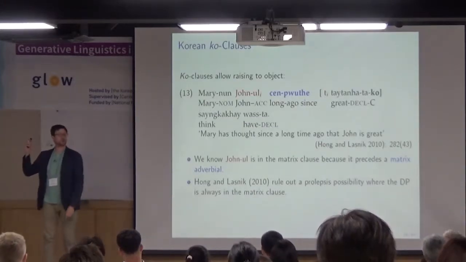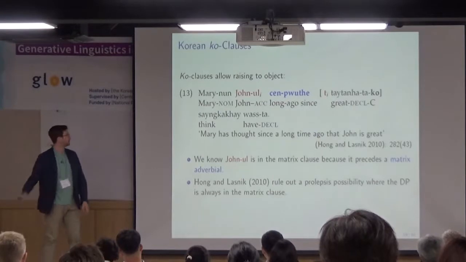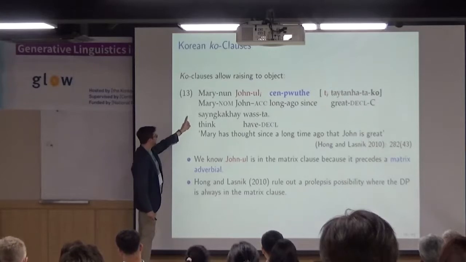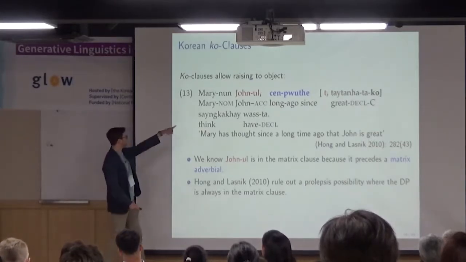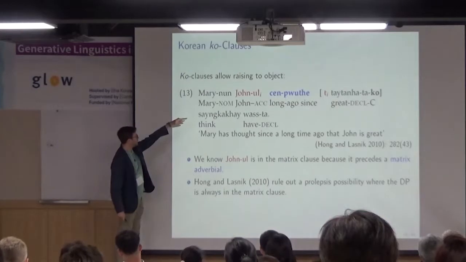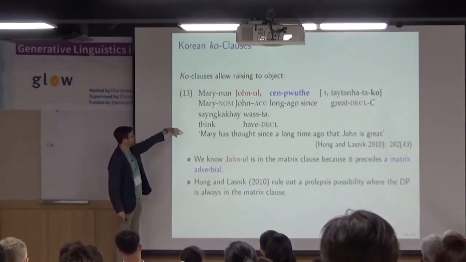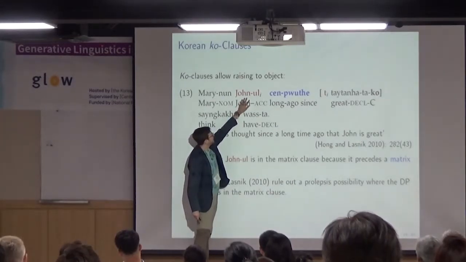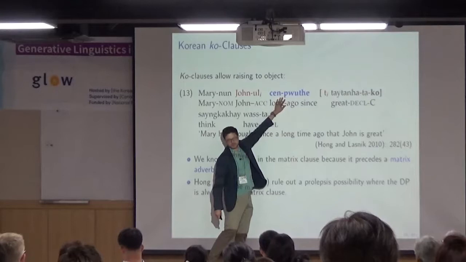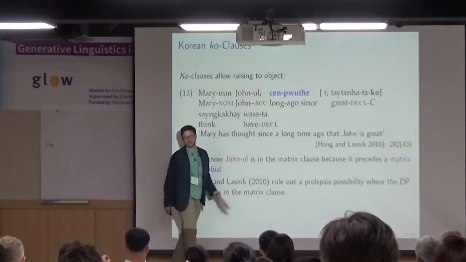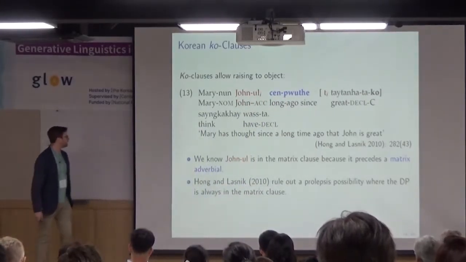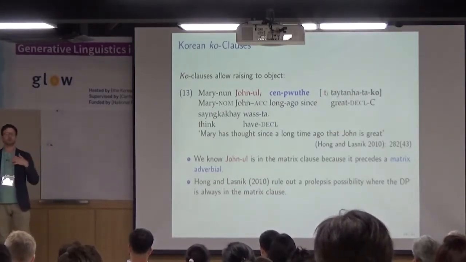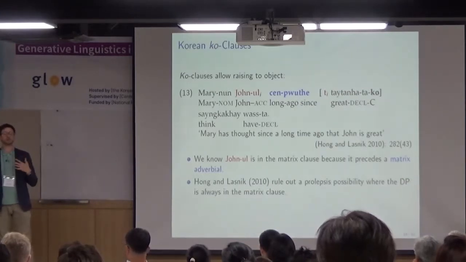They're also, go clauses are transparent for raising to object. So, Mary, John, accusative, long ago, great, thought, declarative. Okay, Mary thought John long ago to be great, right? And you can see this argument is in the matrix clause because there's a matrix adverbial interpolated between it and its base position. Okay? Whenever you're dealing with hyper-raising or raising out of finite clauses, there's the elephant in the room. Are these really movement or are these base generation?